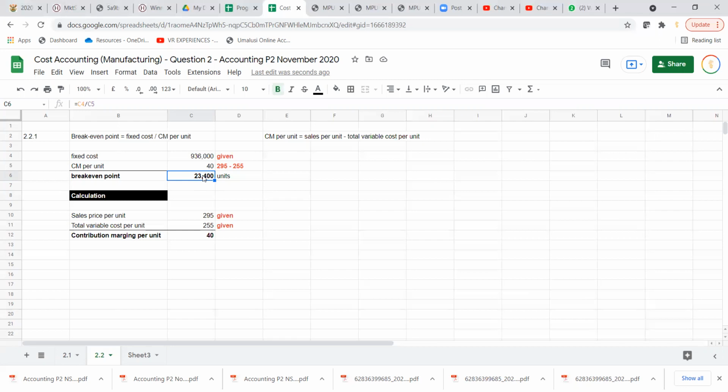What is the break-even point? Break-even point is simply where your sales equals your total cost. Put another way, break-even is where your profit is zero. So what is a break-even point? Where you neither make a profit nor make a loss. You simply come down to zero. Your profit or your loss number is zero. So that is where sales equals all costs, fixed and variable. Okay, so that is 2.2.1.